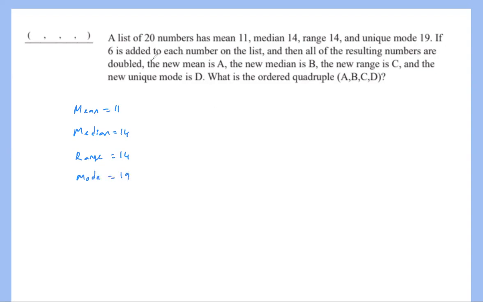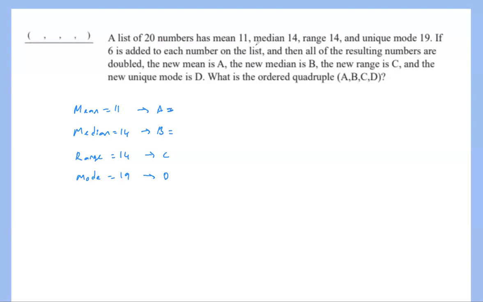And then if 6 is added to each number on the list, then all of the resulting numbers are doubled. The new mean will be A. So I'm going to just say A is something. And then the new median will be B. And the range will be C. And the mode will be D. And then we are looking for those four numbers. So it is not too simple. It was number 4 on the target.